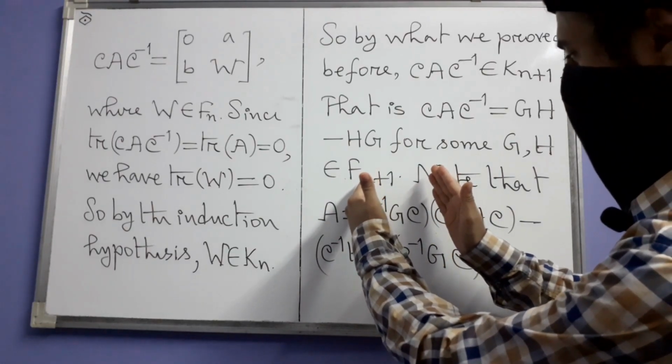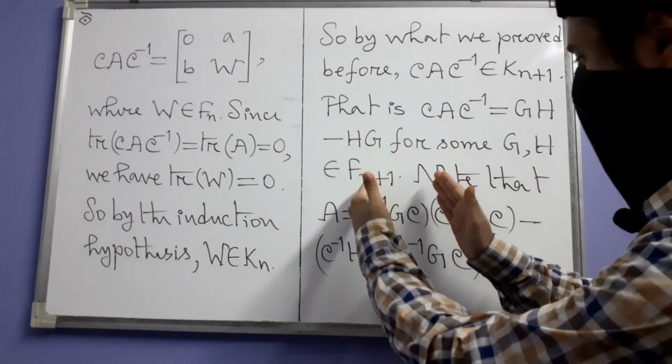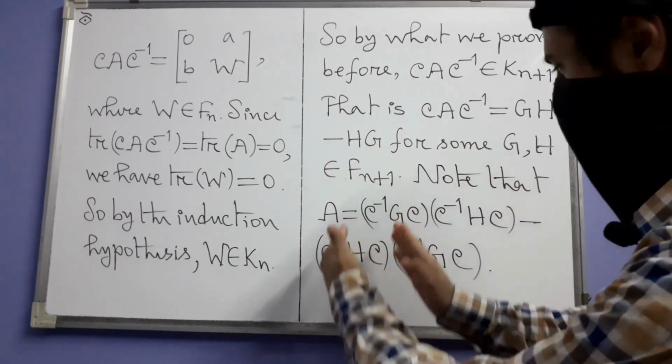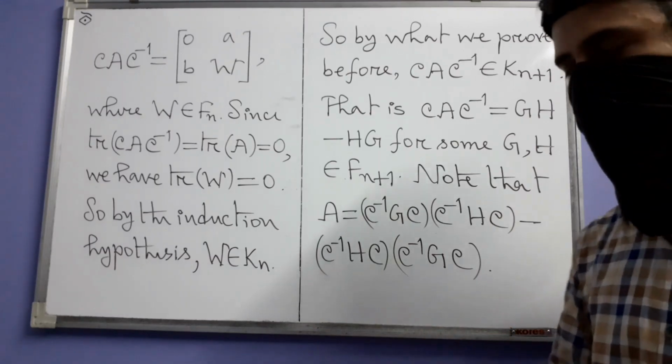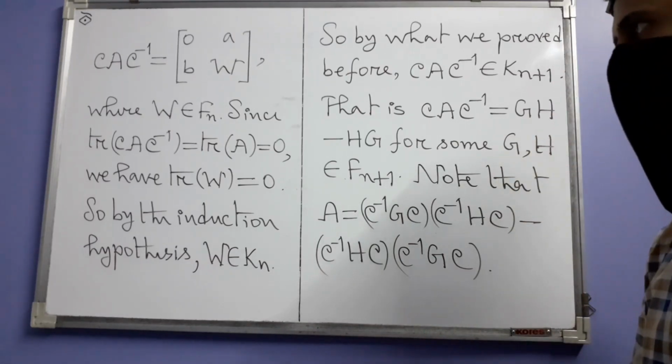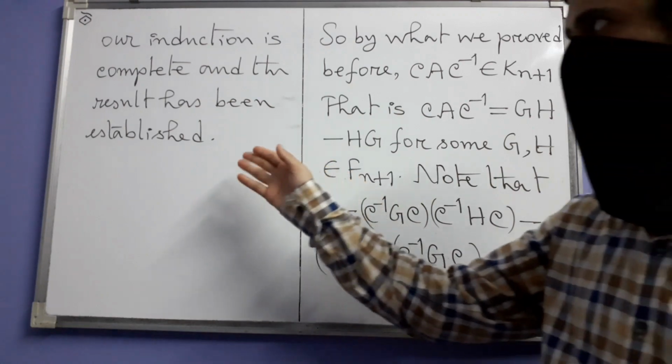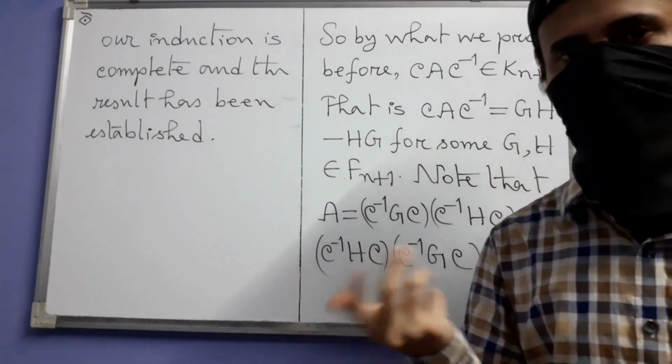Let me call this matrix X momentarily, and the other Y. X times Y minus Y times X. That's what we wanted to show. So our induction is complete and the result has been established.